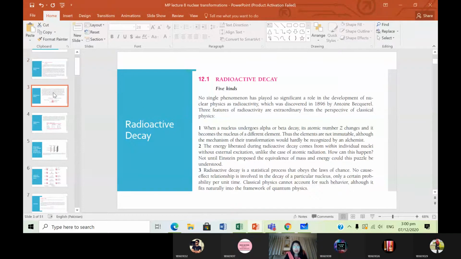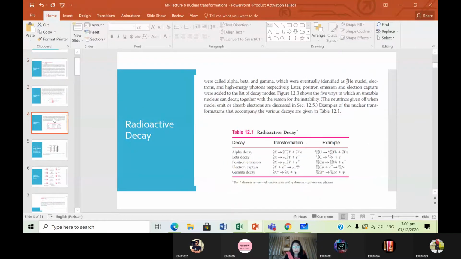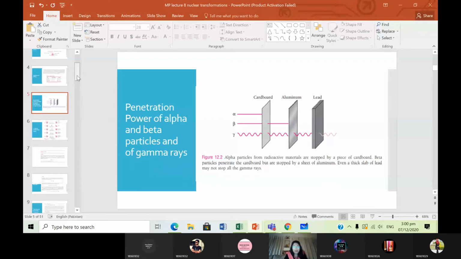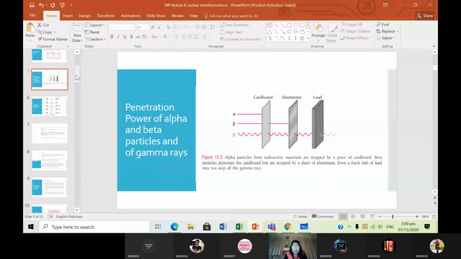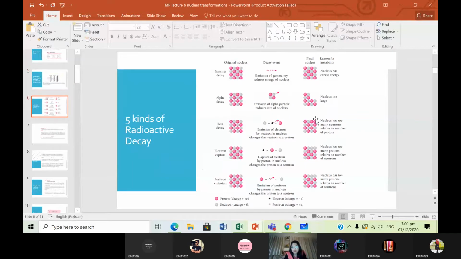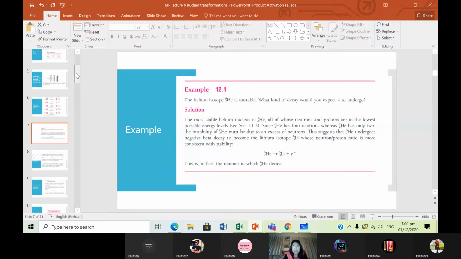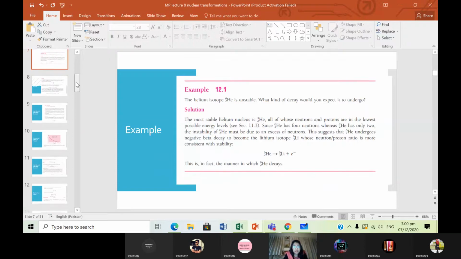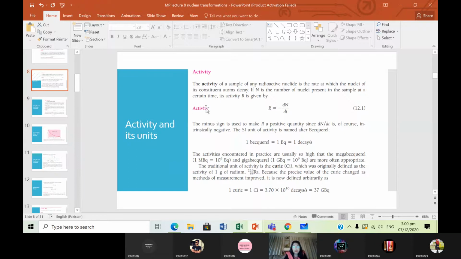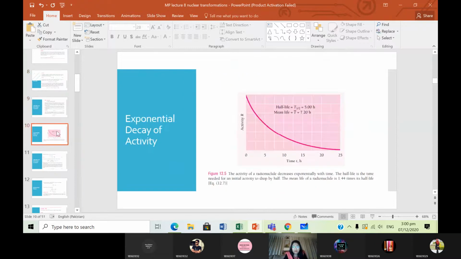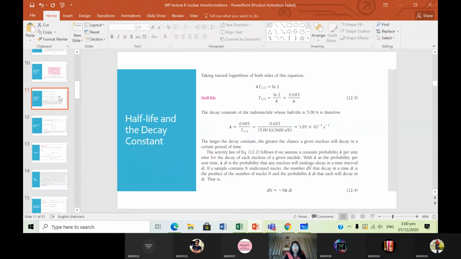So we talked about radioactive decay last time, and we talked about this diagram and the different types of radioactive decay and the penetrative power of alpha, beta particles and gamma rays. And we talked about the 5 kinds of radioactive decay and the reasons for the instability due to which we get the radioactive decay. Then we did an example here, what kind of decay would it undergo. Then we talked about activity and half-life. Okay, and I'm not going to go through all of this again because we already did these things last time.